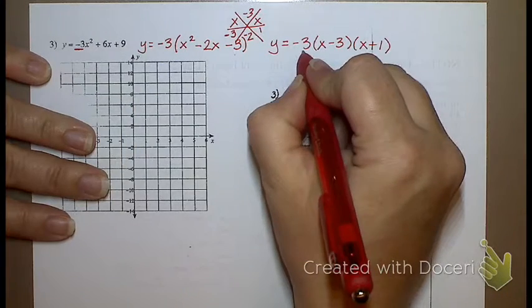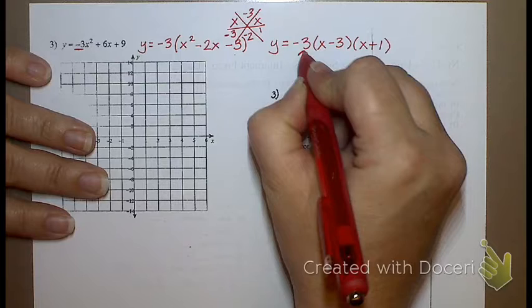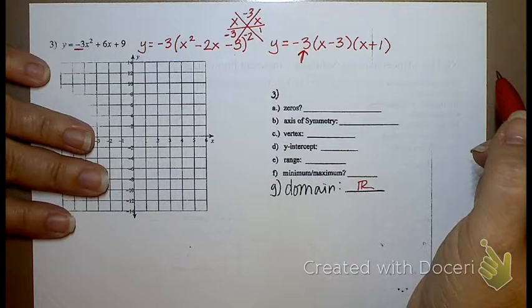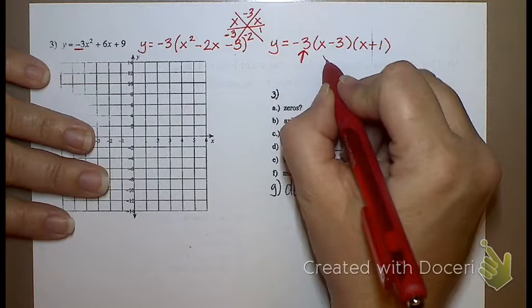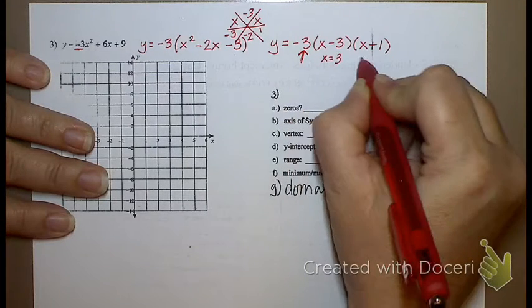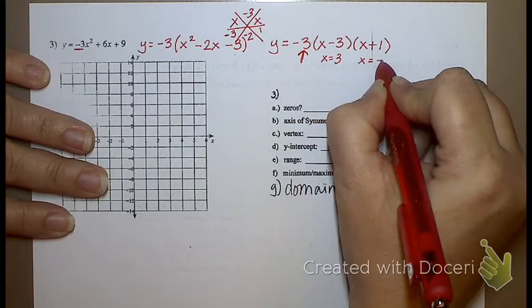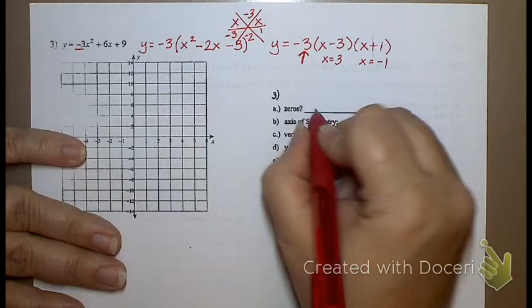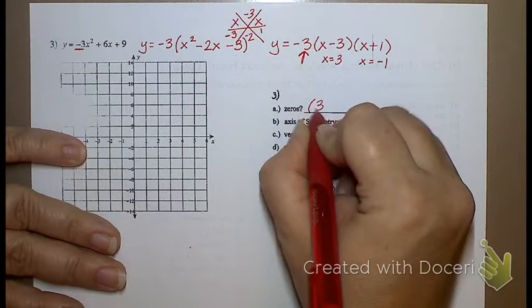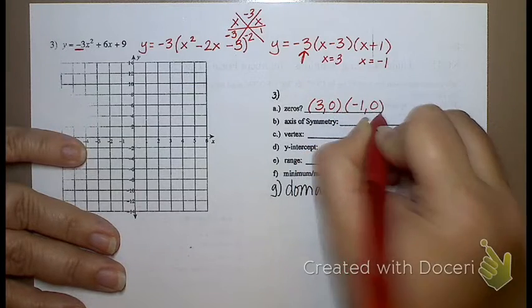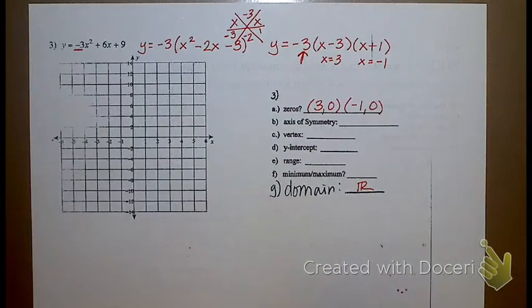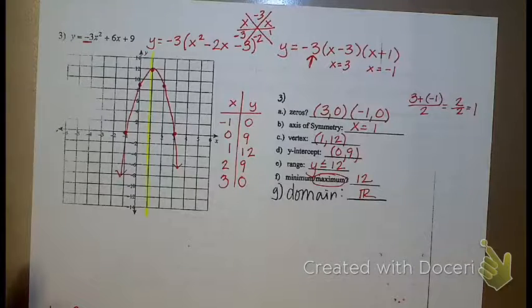Is there going to be an intercept right here? No, why not? There's no x. No x, no answer. So here I get an answer of x equals 3. Here I get an answer of x equals negative 1. So what are my zeros? 3, 0, and negative 1, 0. Okay? All right, you should be able to go from there. So here's my answer for number 3, if you'd like to check your work.